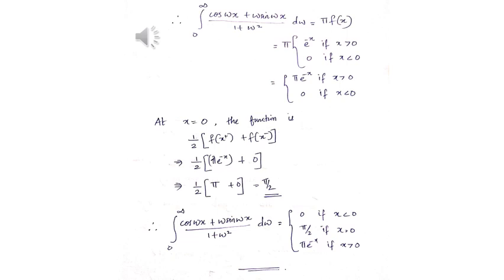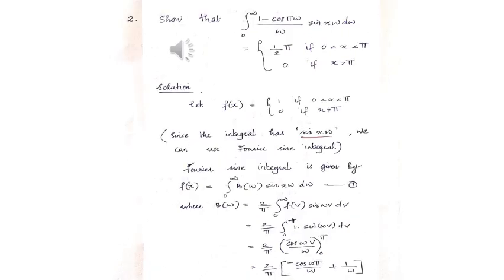So hence we have proved that integral 0 to infinity of cos omega x plus omega sine omega x divided by 1 plus omega square d omega is equal to 0 if x less than 0, pi by 2 if x equal to 0, and pi into e raised to minus x if x greater than 0.